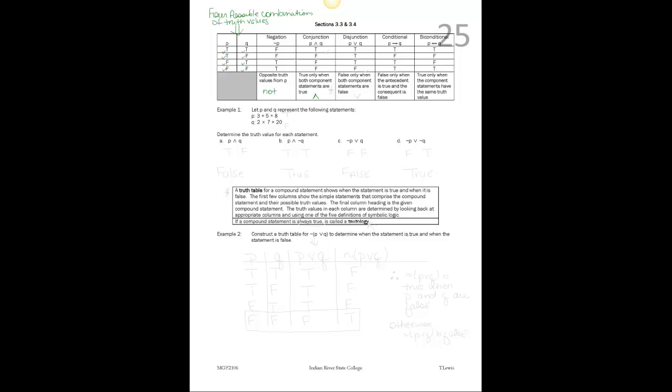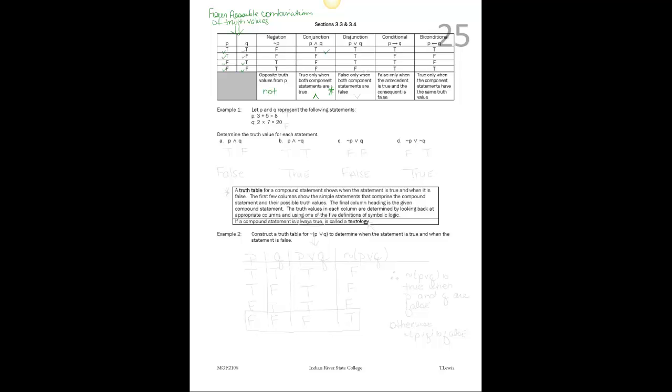and the appropriate symbol. So when it comes to the truth table, keep in mind with conjunction, it's true only when both component statements are true. I'm going to put an asterisk here. It's only true when both P and Q are true.